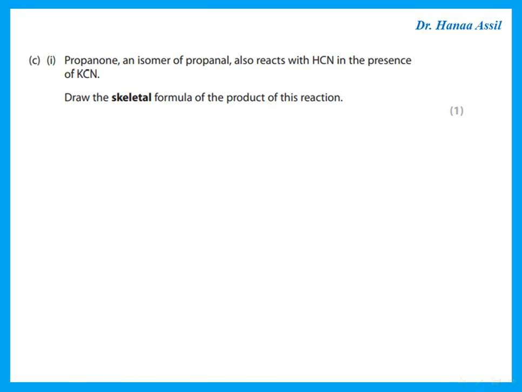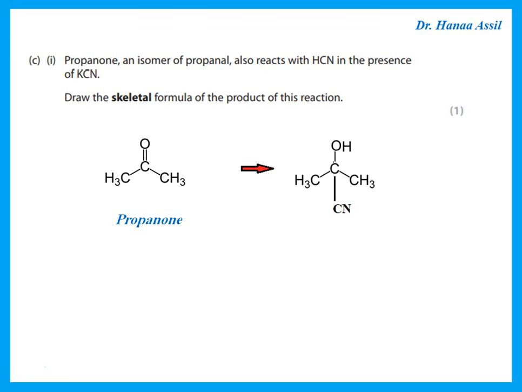Propanone, an isomer of propanal, also reacts with HCN in the presence of KCN. Draw the skeletal formula of the product. So he's starting with propanone. This is propanone. We're reacting it with HCN and KCN. That means we're adding cyanide to that compound. So this is my product.